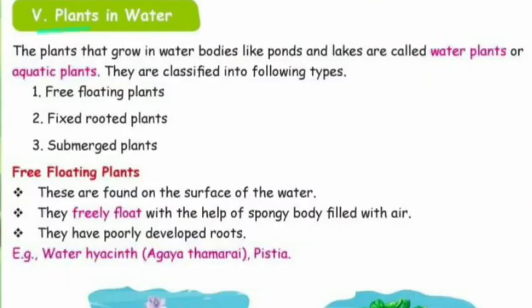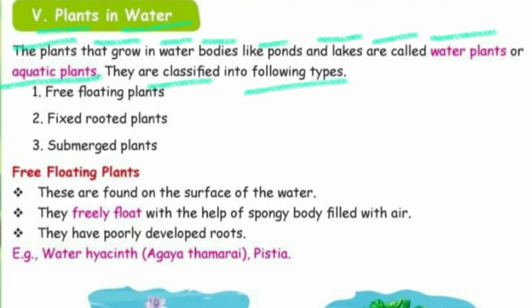Now, plants in water. The plants that grow in water bodies like ponds and lakes are called water plants or aquatic plants. They are classified into the following types. There are three types of water plants. What are they? First is free floating plants, and they float on the surface of the water.